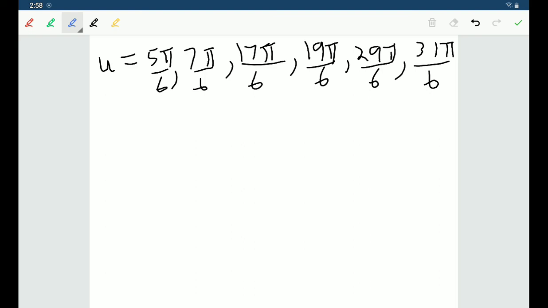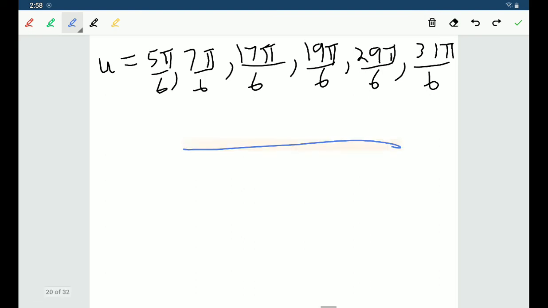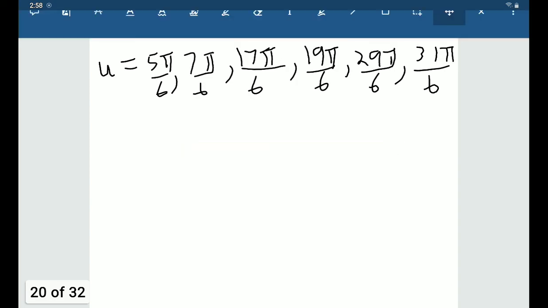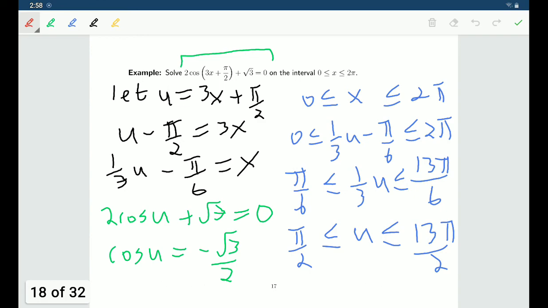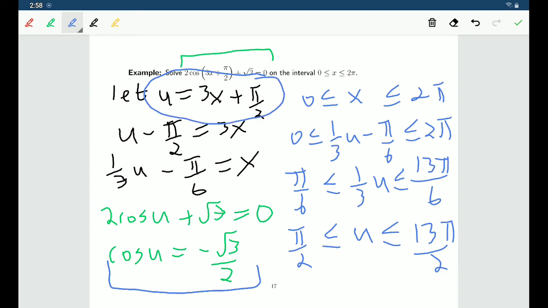So we have found, for the original substitution that we were solving, where cosine of u is equal to negative root 3 over 2, the 6 values for u. Now that we know the 6 values for u, we're going to go backwards and use the relationship between u and x to find our solutions in terms of x.